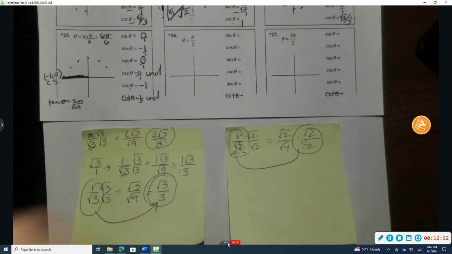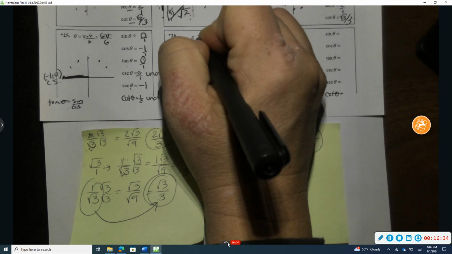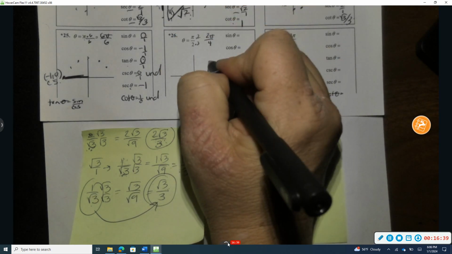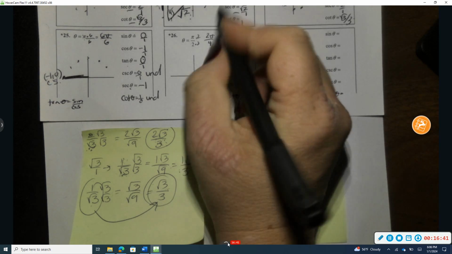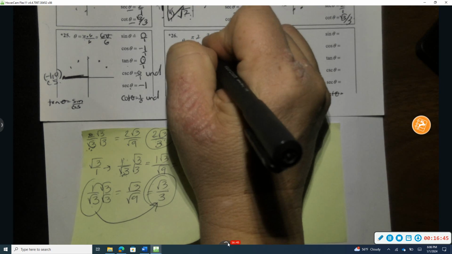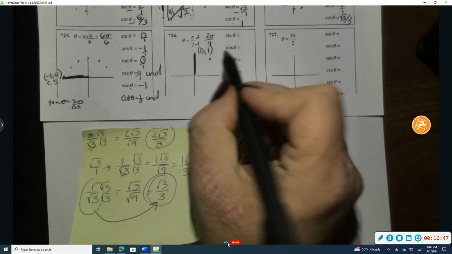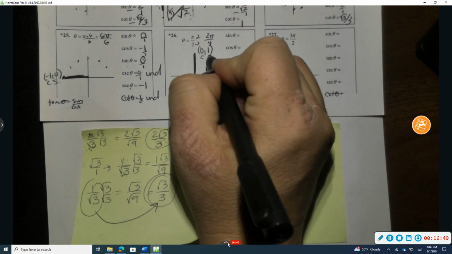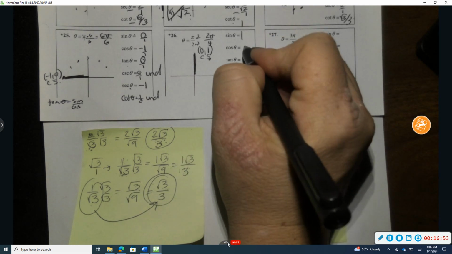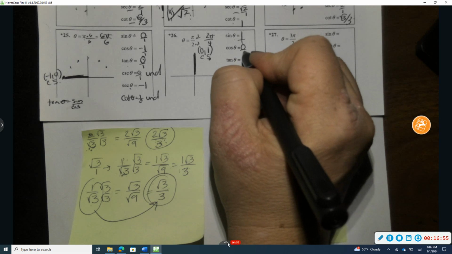Let's take a look at pi over 2. I'm going to take it times 2 to get 2 pi over 4. So 1 over 4, 2 over 4. So this is my line, and this is the point 0, 1. All right, this is cosine and sine. So the sine is 1, the cosine is 0. I'm going to put over 1.